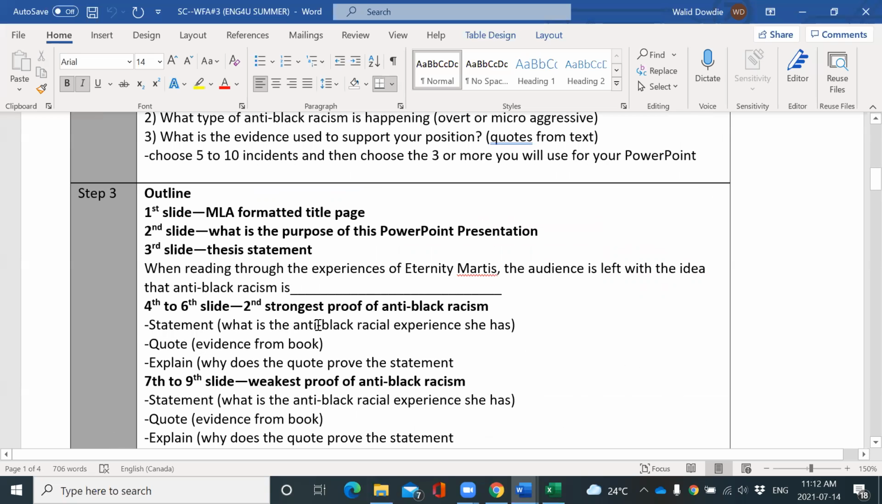Okay, the outline is the following. First page is an MLA formatted title page. If you don't know how to do an MLA formatted title page, please check on My Willow, download How to Write Academic Essays. It will show you what a title page looks like.